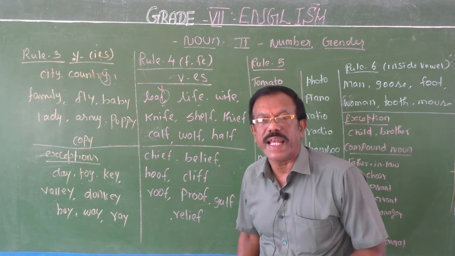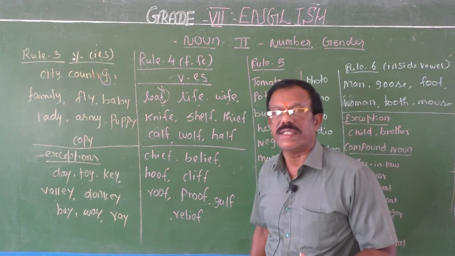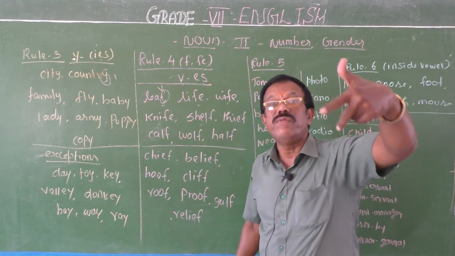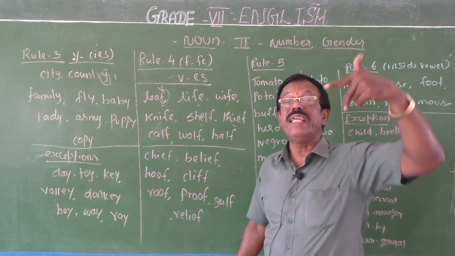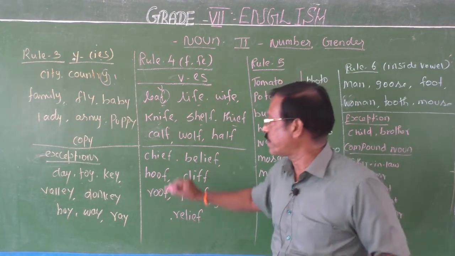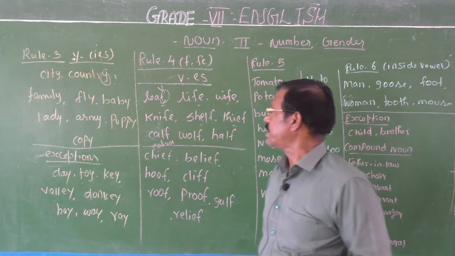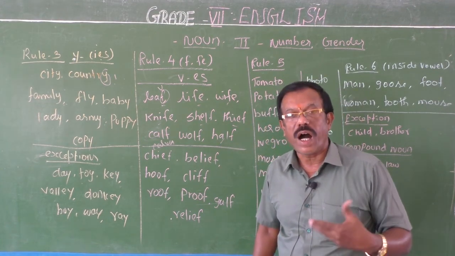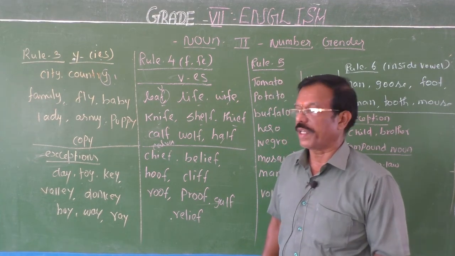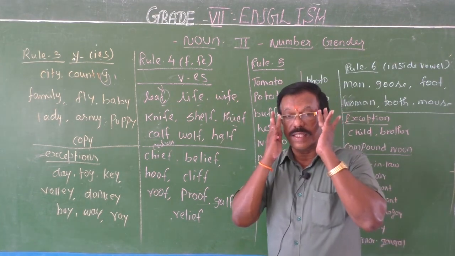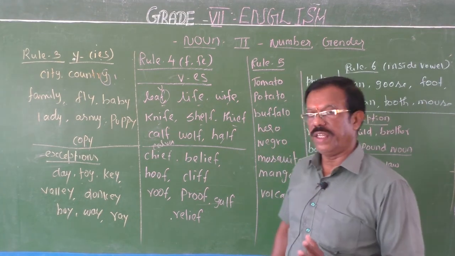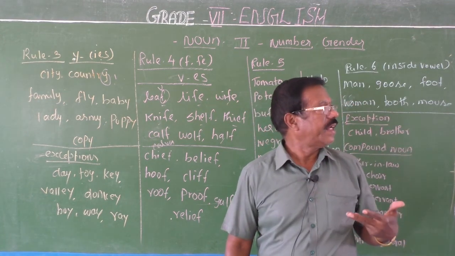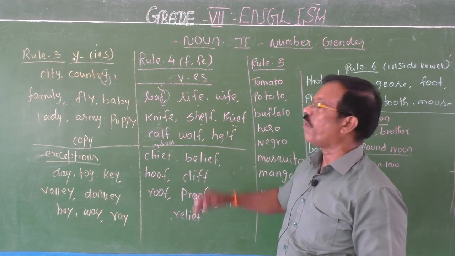Life, lives. L-I-V-E-S. Wife, wives. W-I-V-E-S. Knife, knives. K-N-I-V-E-S. Shelf, shelves. Thief, thieves. Calf, calves. C-A-L-V-E-S. Wolf, wolves. Half, halves. Okay. So in all these cases, the nouns that end in F or FE get their plural by changing F or FE into V, then adding ES to the singular. Okay, that's a way to form plurals.